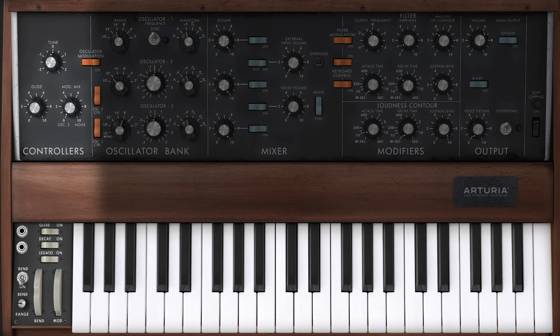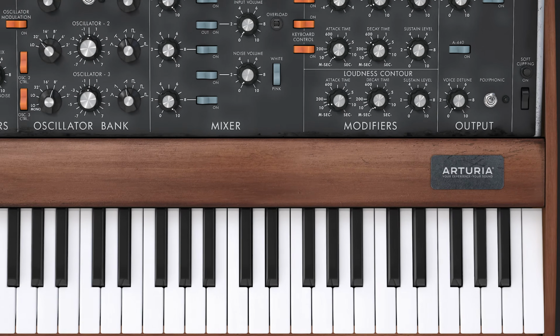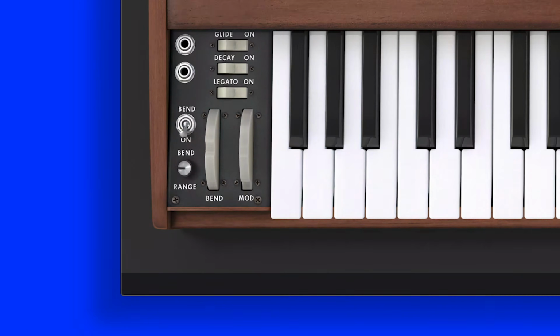All subtractive synthesis breaks down into three main components. The components are the controllers, the sound source, and the modifiers. The controllers are the parts that the musician actually uses, so that's the keyboard, the pitch bend wheel, the mod wheel, and any other sustain pedals or MPE hardware.